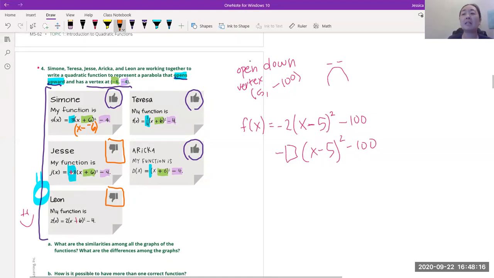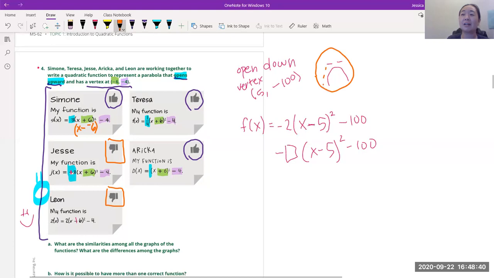And I did this in class. I did use different numbers for different classes, but if you were to write an equation that was open down and the vertex was at 5, -100, what would that be, right? And a lot of people said, so they know that this is going to be negative. The A has to be negative because it's open down, right? Sad face.